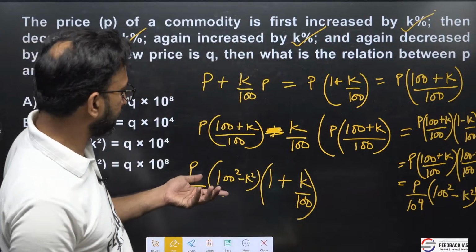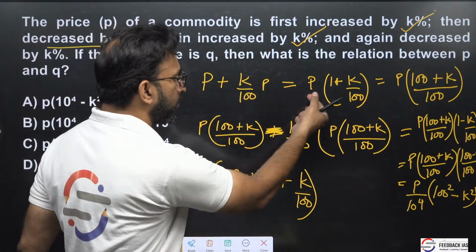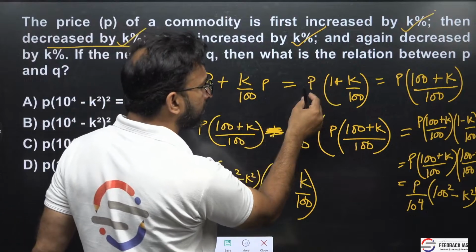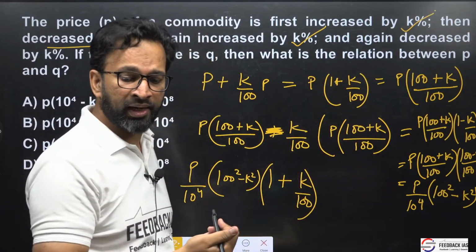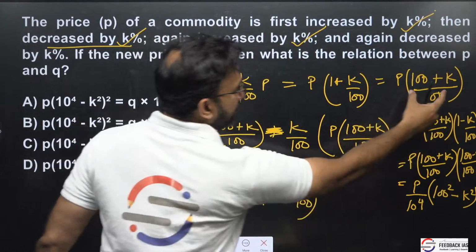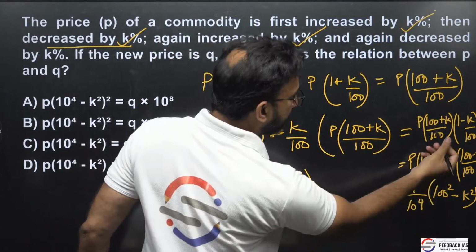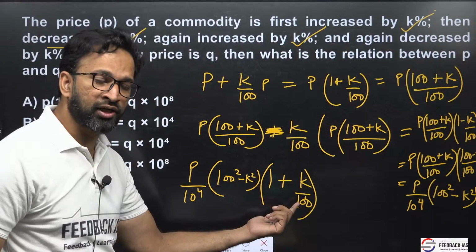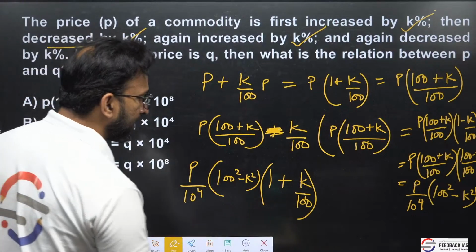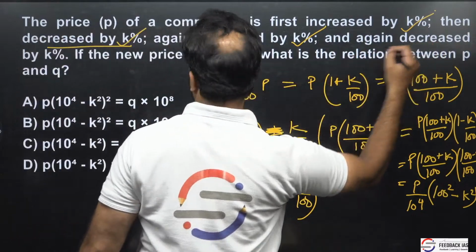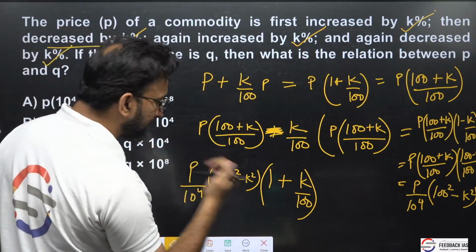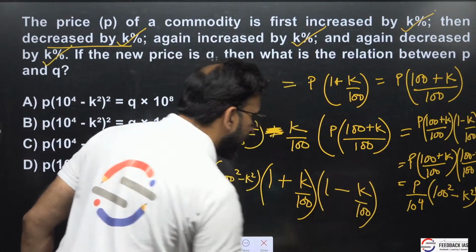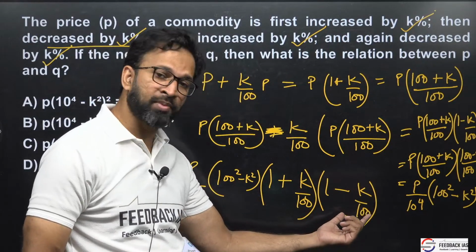Just see the pattern. P is always taken as common. The price which was initially there is always taken as common, and the rest can be under the bracket, right? So just see the pattern. Same here, this P is taken common and 1 minus K by 100. K percentage decreased, after K percentage increased. So again the final K percentage was decreased. This can be taken common, 1 minus K by 100, right?